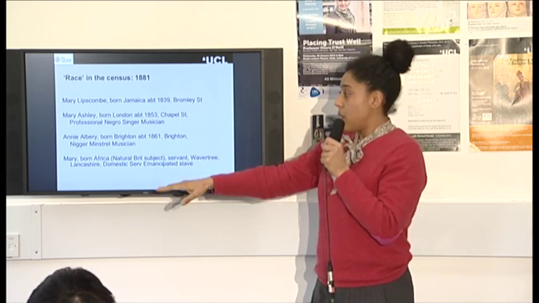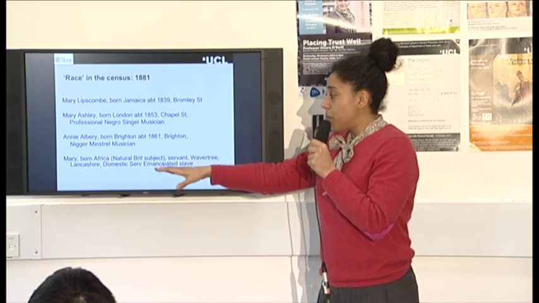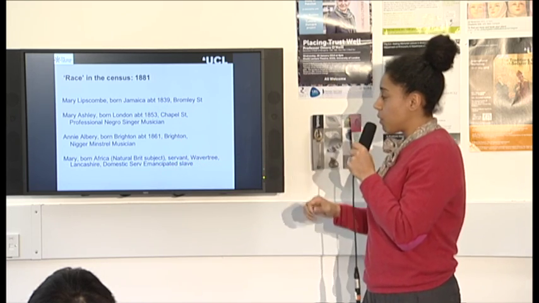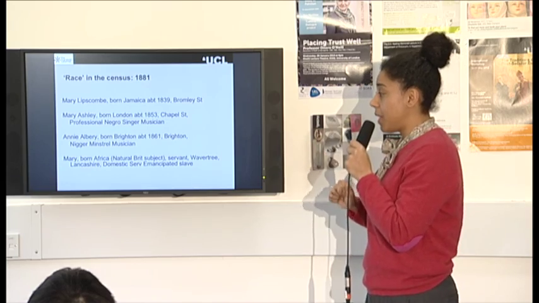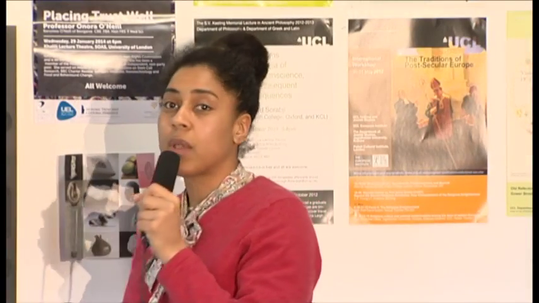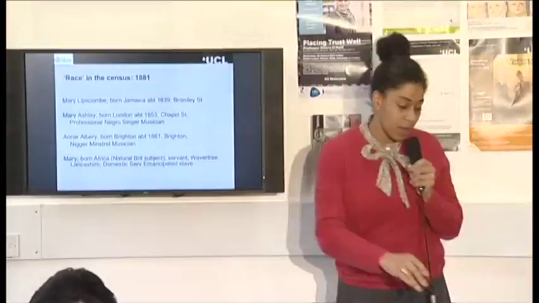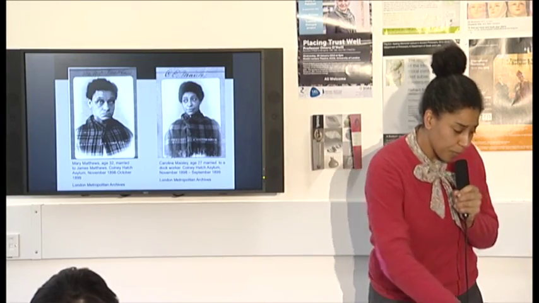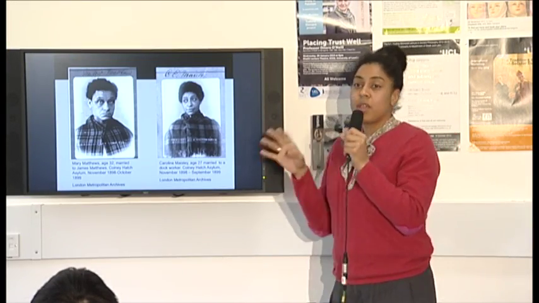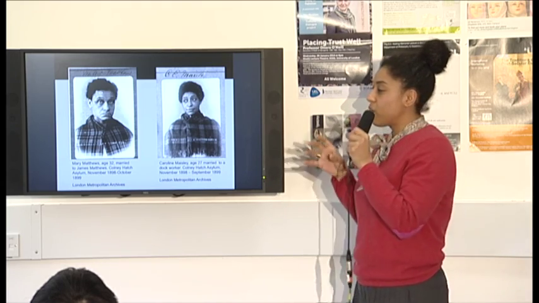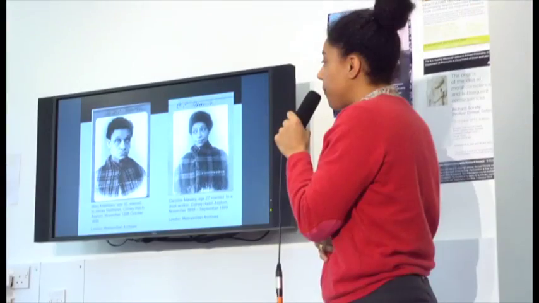I'd say it's only Mary, no surname given, born in Africa, naturalised British subject, working as a servant in Wavertree in Lancashire, a domestic servant and named as an emancipated slave. Probably the only person that I'd be confident, out of that list, as describing as someone who was black. So I had to find a different way into the archives.